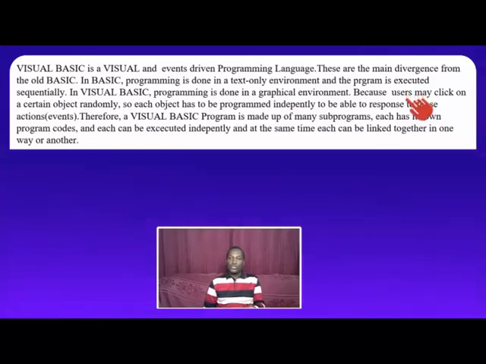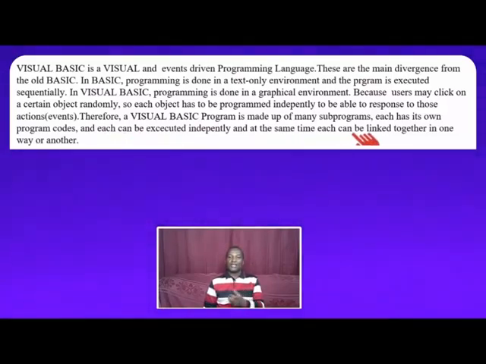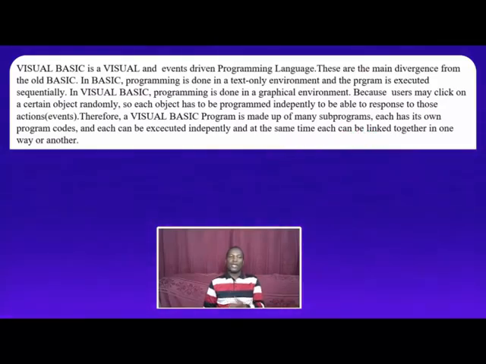And because users may click on certain objects randomly, each object has to be programmed independently to be able to respond to those actions. Those actions, we call them events. Therefore, a Visual Basic program is made up of many subprograms, and each has its own program codes. Each can be executed independently, and at the same time, each can be linked together in one way or another.